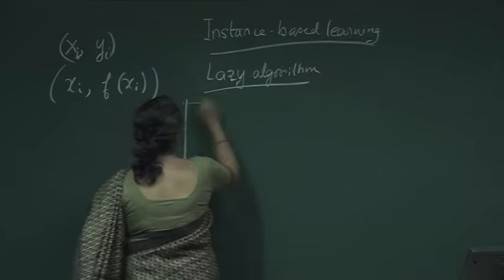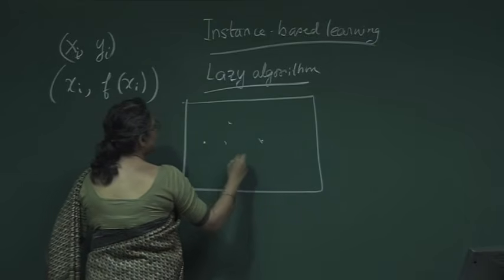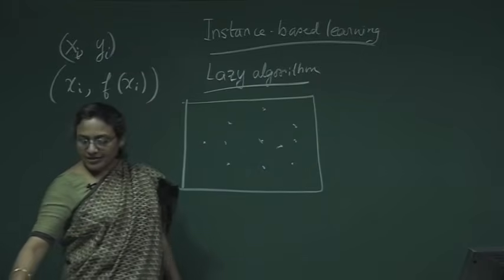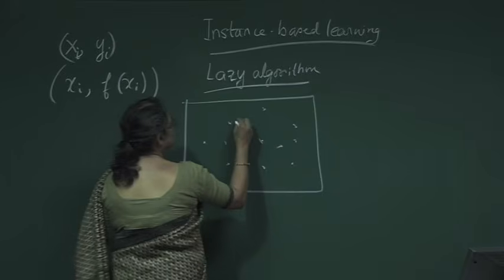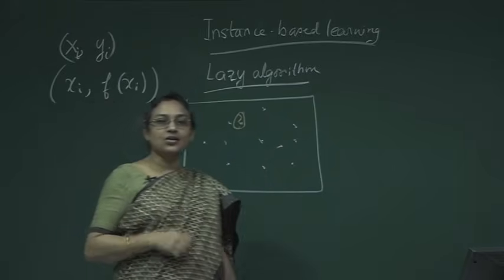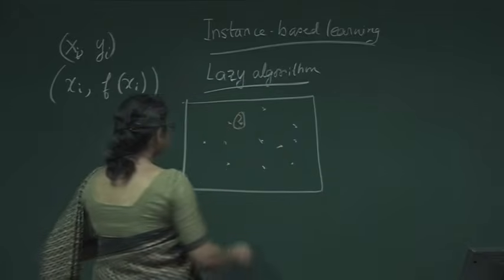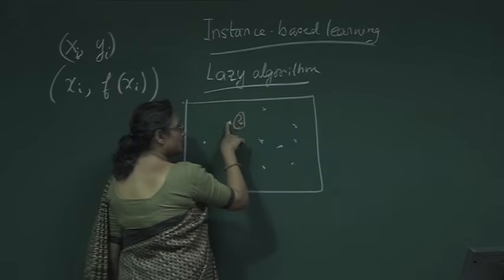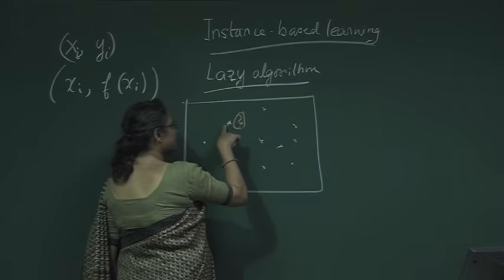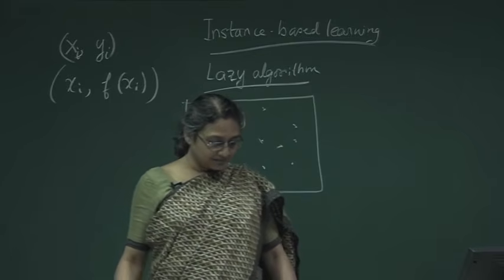Suppose this is the instance space, and you have different points in the instance space. For each point, you have the corresponding x value and the y value. When you are given a new instance, you find what is the closest instance in terms of the x value, and suppose this is the closest instance, you find the y value of the instance and you guess the y value of this as the y value of this. This is the basic nearest neighbor algorithm.